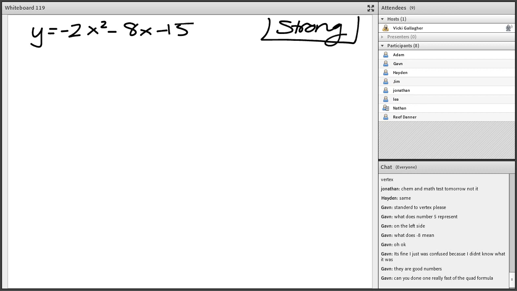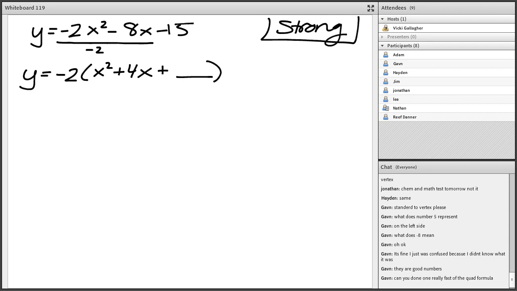So the way that Mr. Strong teaches it, you do y equals, and from these two terms, you're going to factor out the -2. So it will become x squared, and we're dividing by -2. So -2 divided by -2 is 1. And then -8 divided by -2 is +4. And then you're going to put a blank spot. And then this -15 stays outside. And if you've got a blank spot in here, you need a blank spot out here also. Those will cancel each other out.